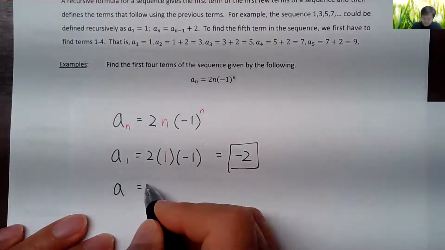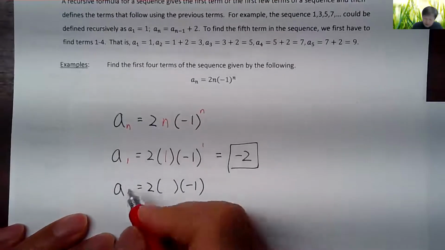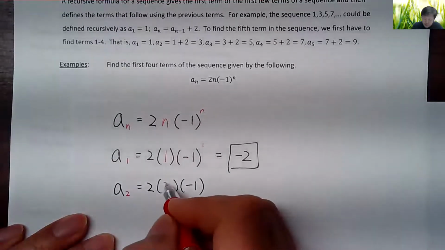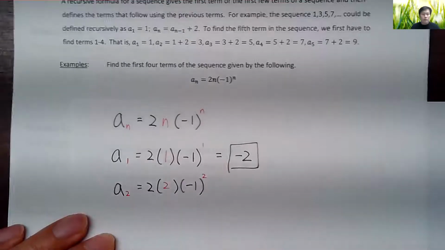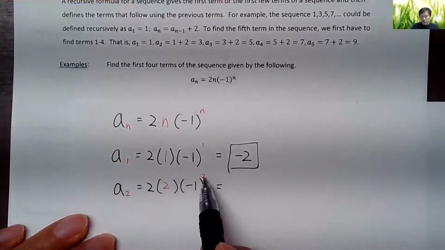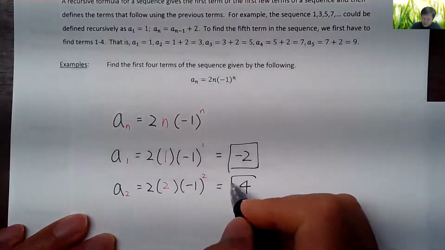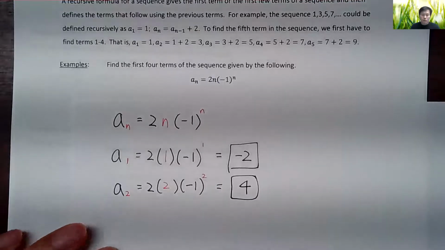Second term, the value of n becomes 2. We plug in 2 for the value of n. So minus 1 in parentheses squared is going to be positive 1. 2 times 2 becomes a 4. So second term, you got 4.